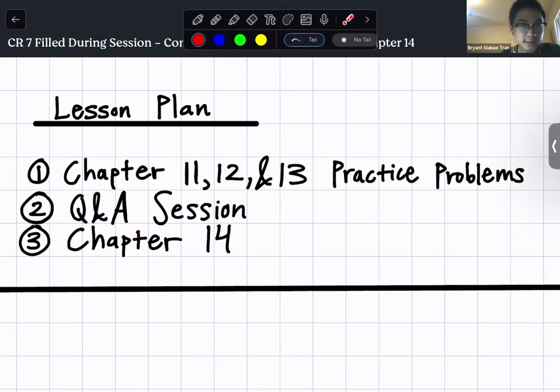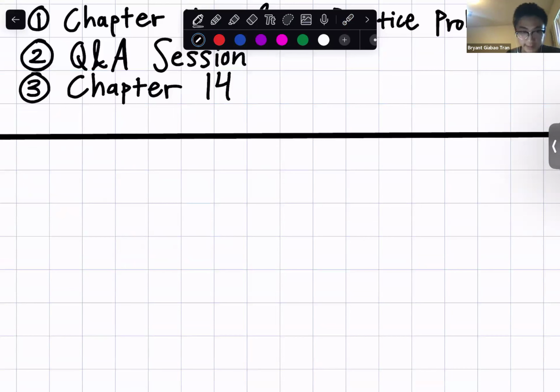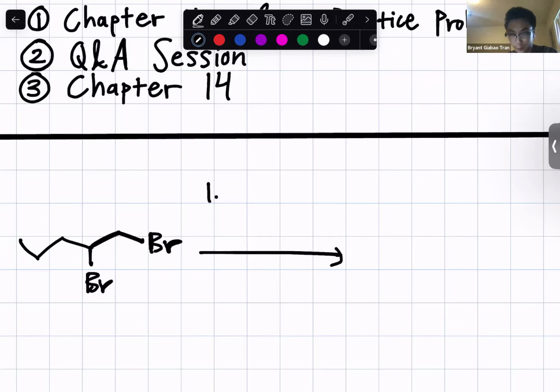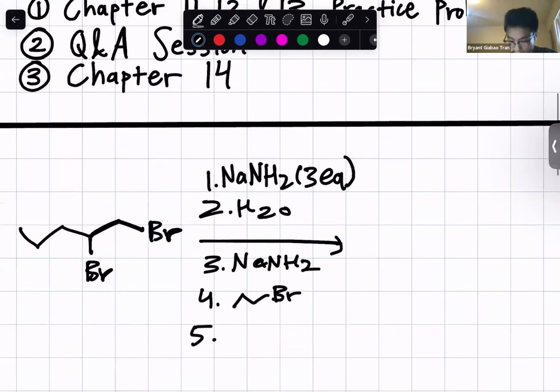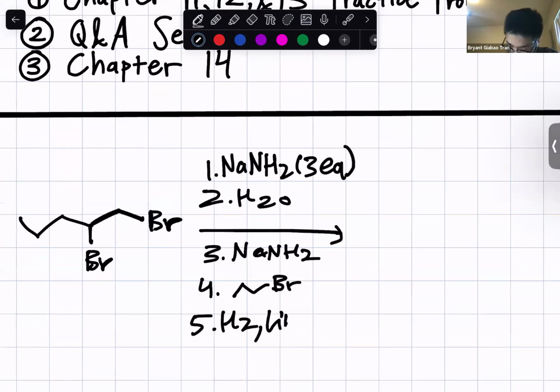So first, let's get started on an example problem here. Let's say we have a multi-step synthesis like this, where this multi-step synthesis is going to combine alkene and alkyne reactions together, right? Let's say the first reaction we are going to do is NaNH2, 3 equivalents of it. The second step, let's say H2O. Third step, NaNH2. Fourth step, this haloalkane. And then the fifth step, let's say H2, Lindlar's catalyst.